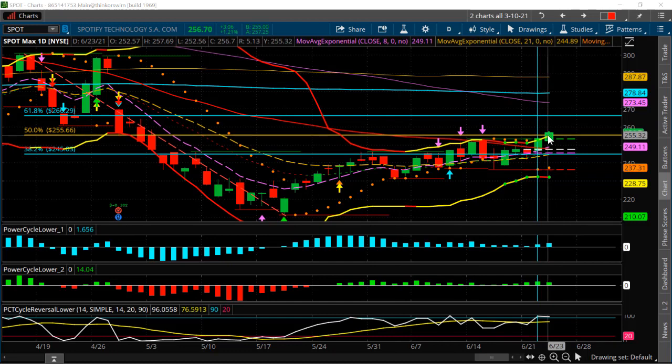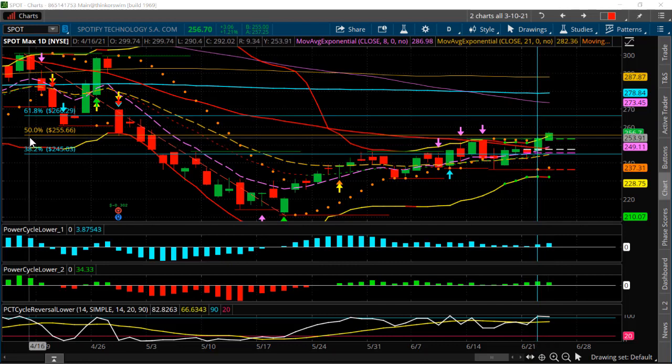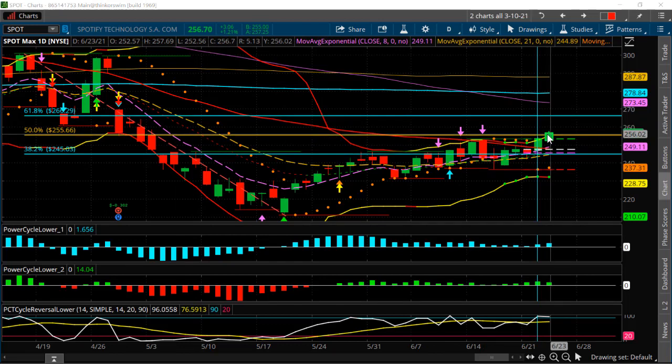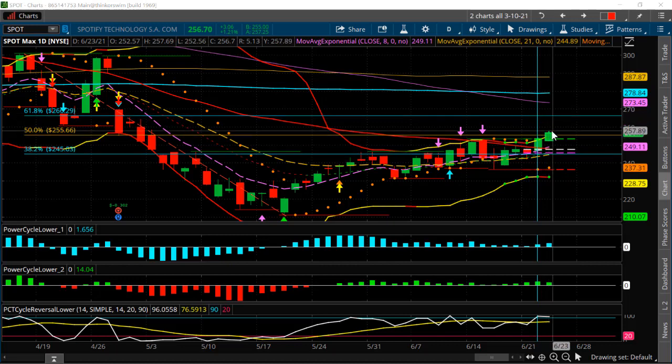So we got the price entry trigger here today at the break of that 50 retracement level for the Fibonacci, right here about 256. We took a trade set up here today based on that using a wide wing butterfly.